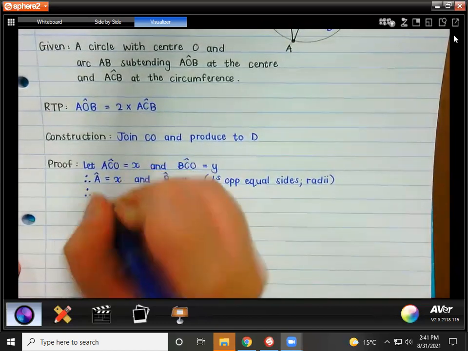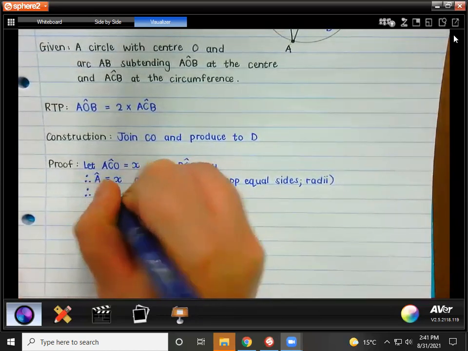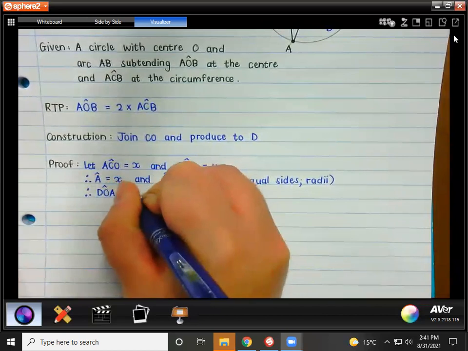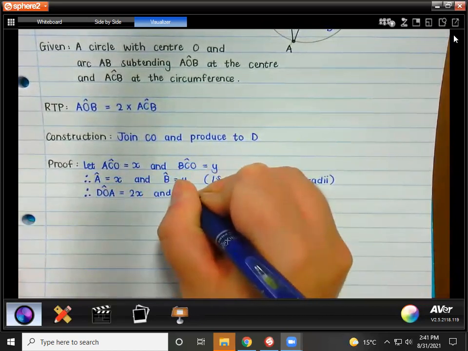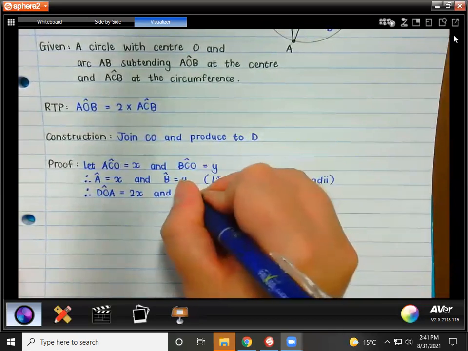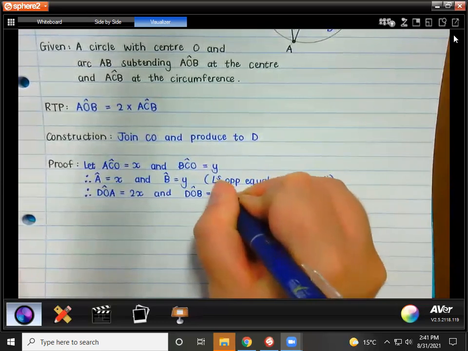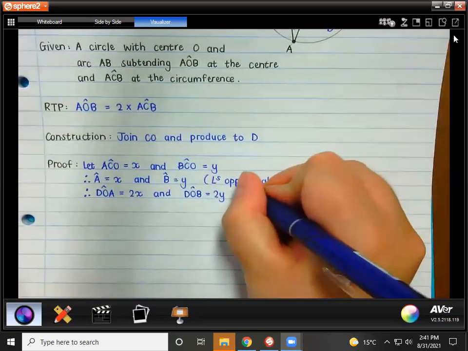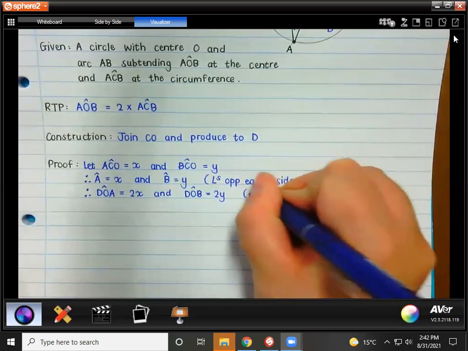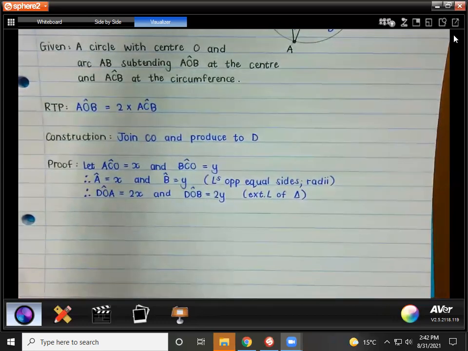Therefore, angle DOA is equal to 2x and angle DOB is equal to 2y. Again, because we're using the exact same reasoning, I'm writing it all in one line. Exterior angle of triangle.